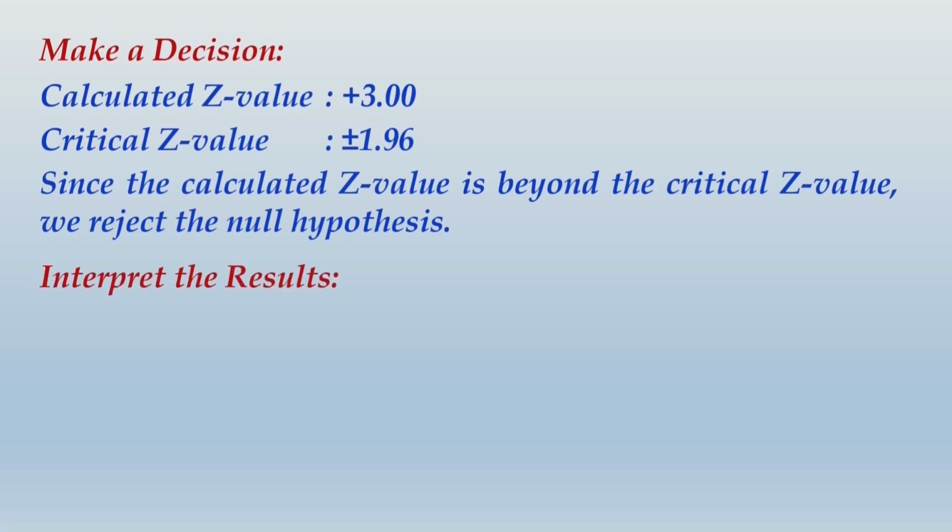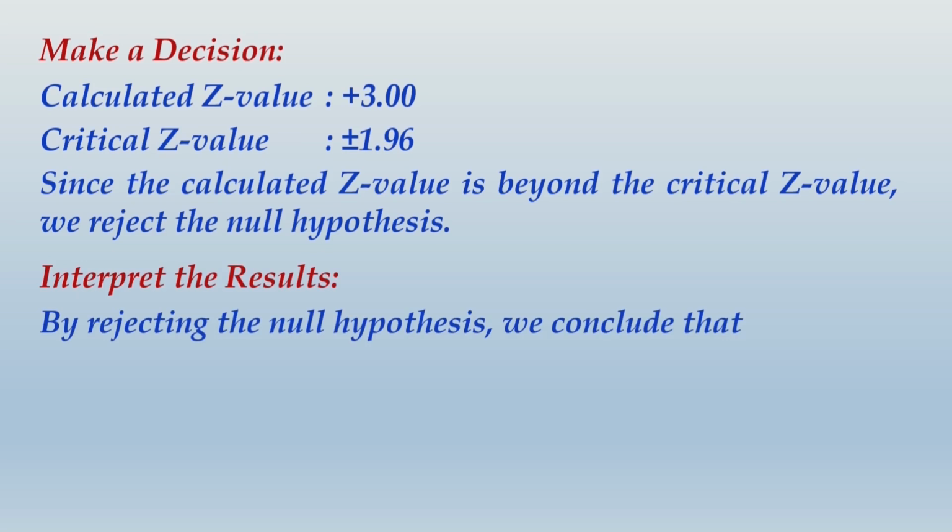We interpret the result now. By rejecting the null hypothesis, we conclude that it is the alternate hypothesis that would be accepted, which indicates that mu not equal to 50. So please write up this last part of the solution.